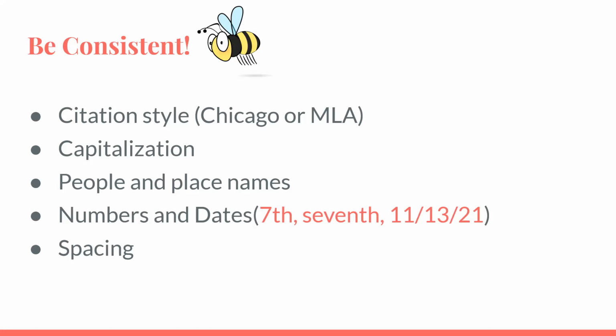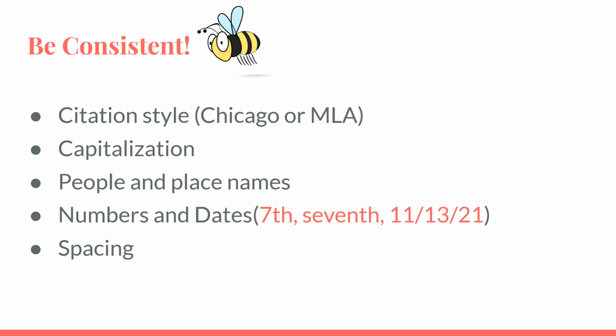Numbers and dates. The first example there, seventh and 7th. Again, that might depend on your citation style of whether you're going to use the numerical number or whether you're going to write it out. Whatever you decide to do, we recommend that you do it the same way throughout. So don't write the number 7th and then later on refer to it as seventh. Keep it consistent, keep it the same.